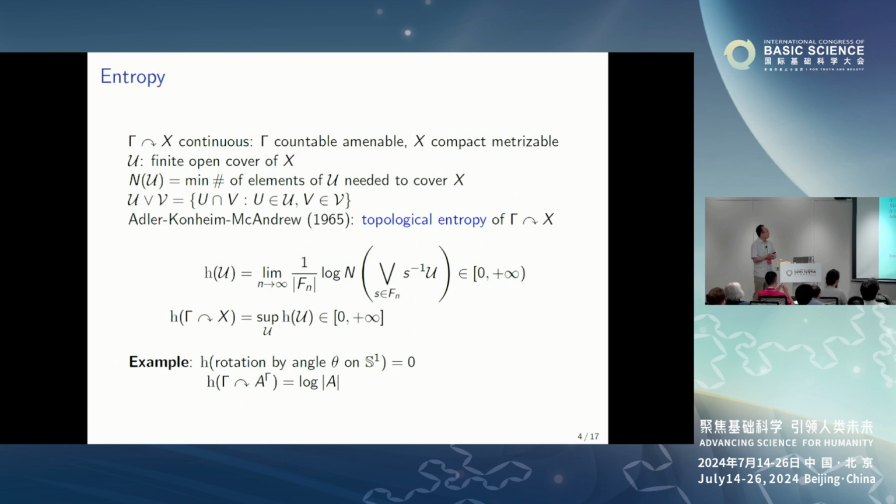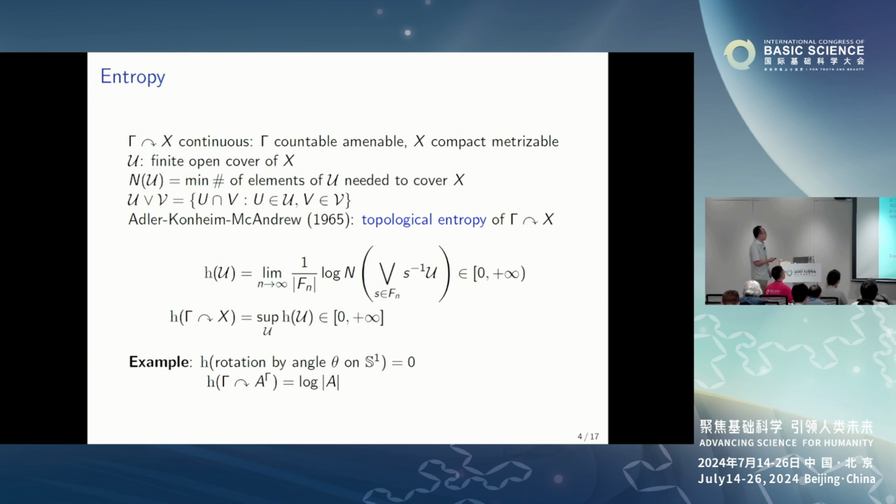Now we're going to talk about the right-hand side of the first correspondence, the topological entropy. So we consider an action of a countable amenable group on a compact metrizable space. To define the entropy, we look at finite open covers of the space. We look at the minimum number of elements of the open cover needed to cover the whole X, because sometimes you can drop some of those open sets and you are still able to cover the whole X.